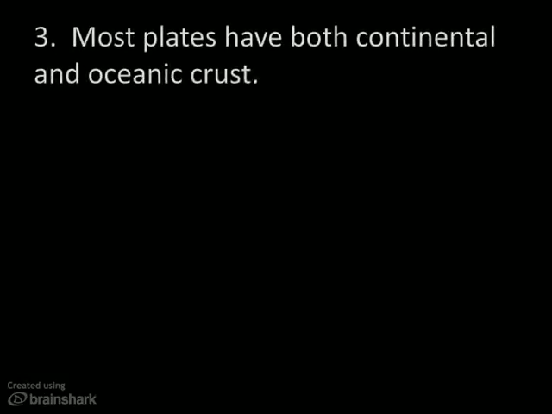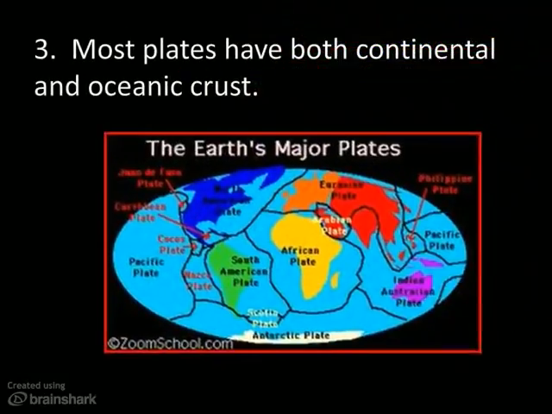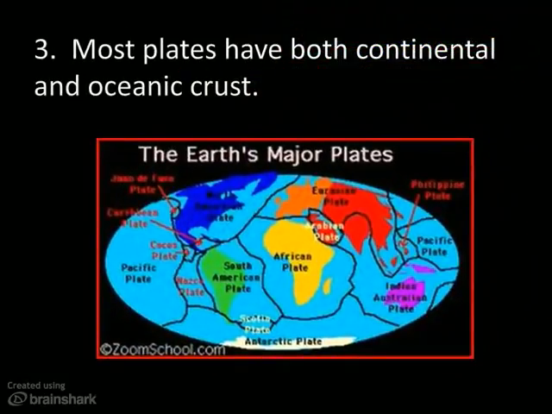Now, most tectonic plates have both continental and oceanic crust. And here we have a diagram of Earth's major tectonic plates. And there are about 8 of them. There are a lot of minor plates, smaller plates, but there are 8 major plates. And let's look at the African plate, the one in the middle.